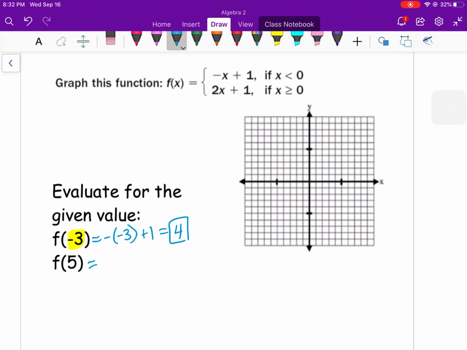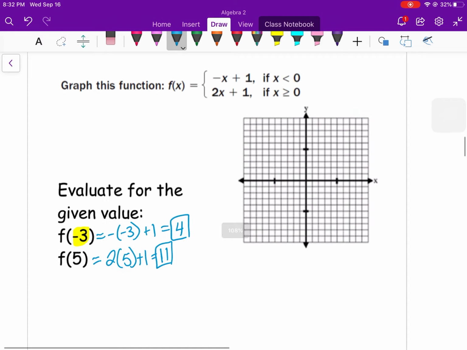How about for x equals 5? Since 5 is greater than 0, we'd plug it into the bottom function. So 2 times 5 plus 1 would be 10 plus 1 is 11. So that's how you evaluate a piecewise function.